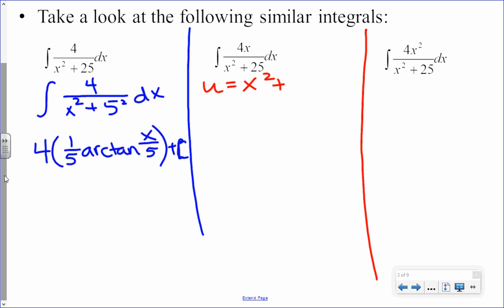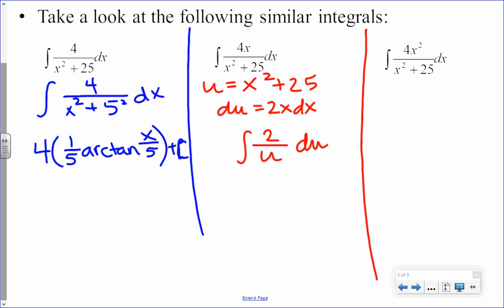Then du equals 2x dx. Okay, well we have 4x dx. So let's talk about that. 2x dx gets replaced with du, which means there's still a 2 left over. And u is our denominator.